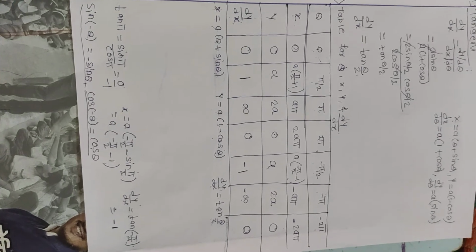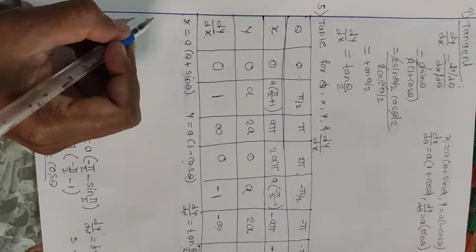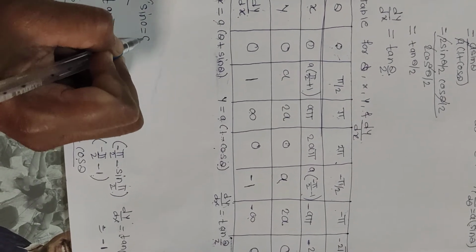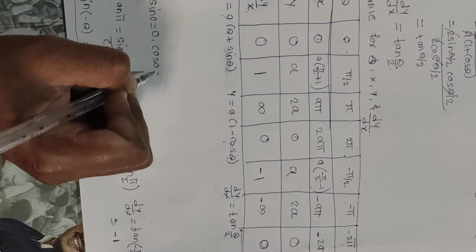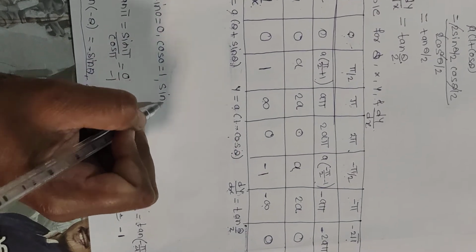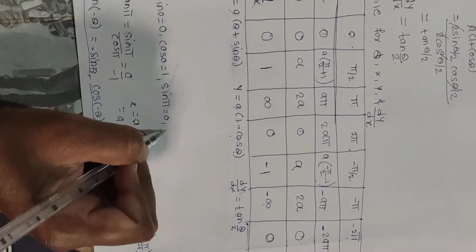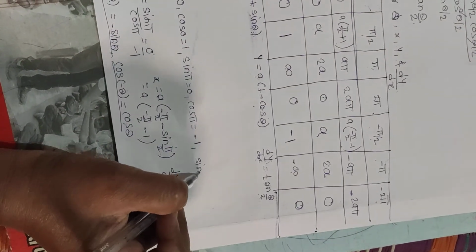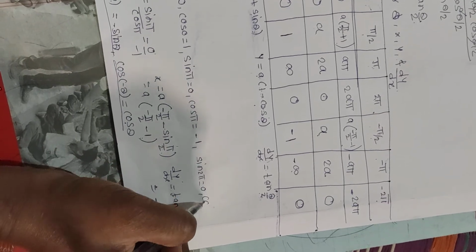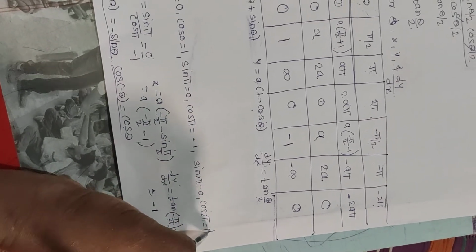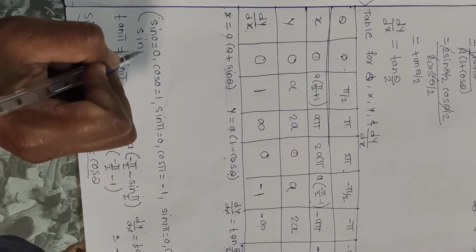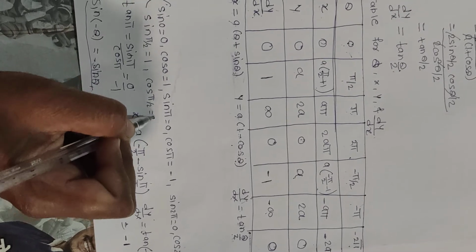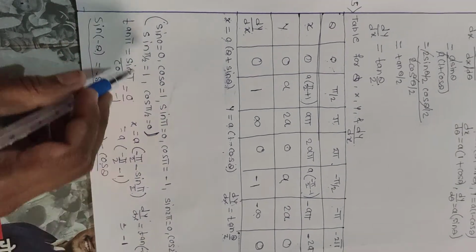You have to remember all these values. Sine 0 is 0. Cos 0 is 1. Sine pi is 0. Cos pi is minus 1. Sine 2 pi is 0. Cos 2 pi is 1. And what is the value of sine pi by 2? It is 1. And cos pi by 2 is 0. So you have to remember all these values for this table.